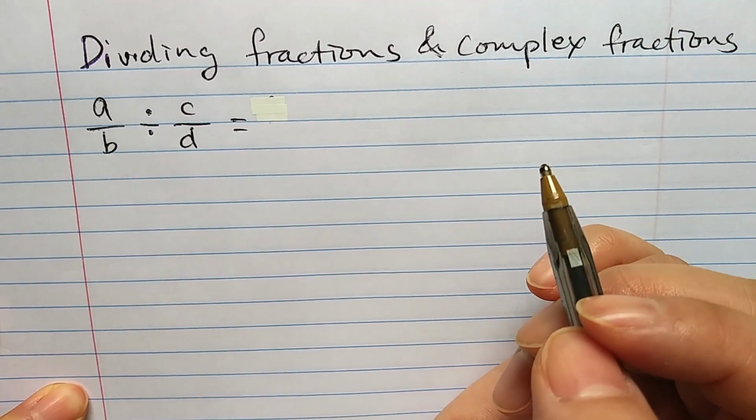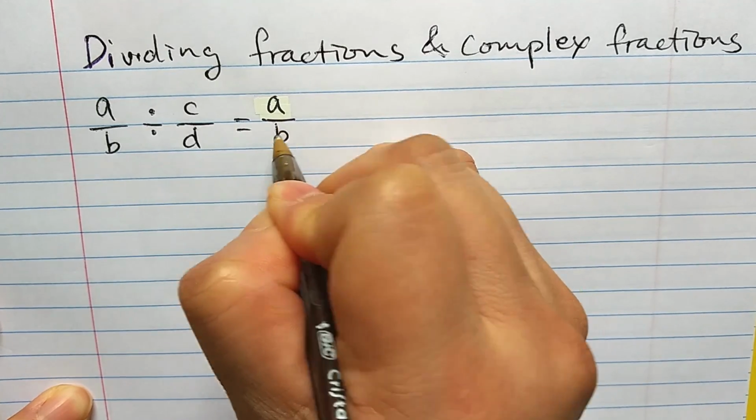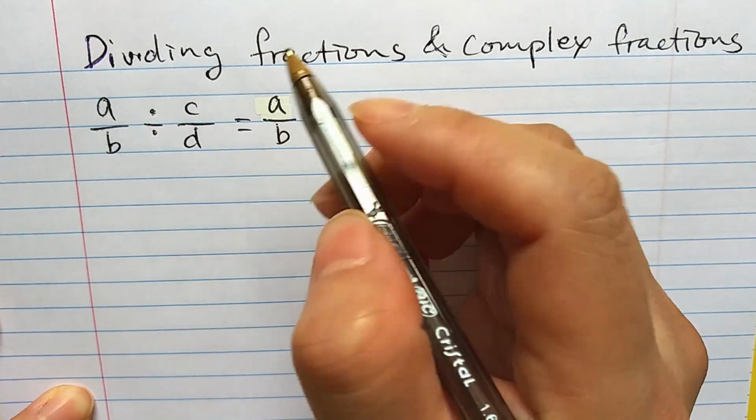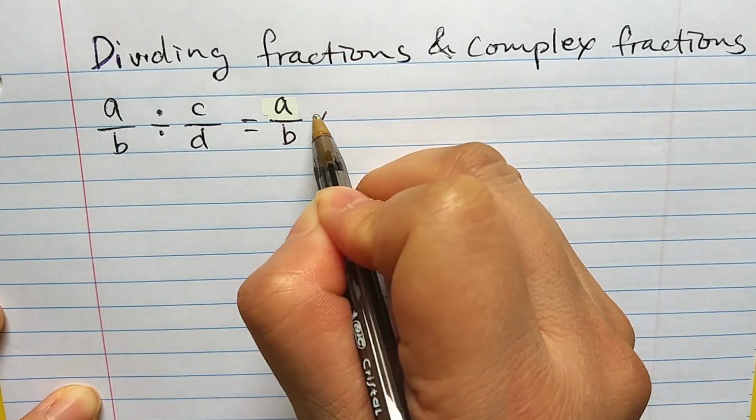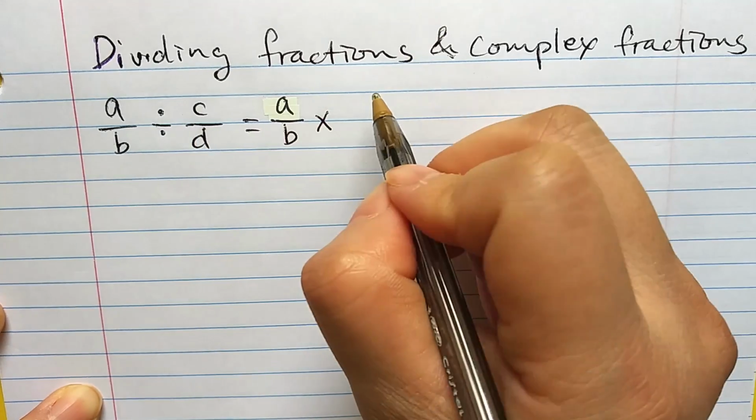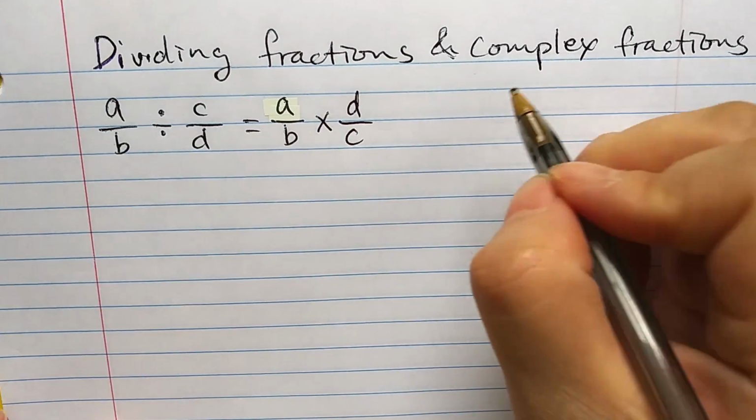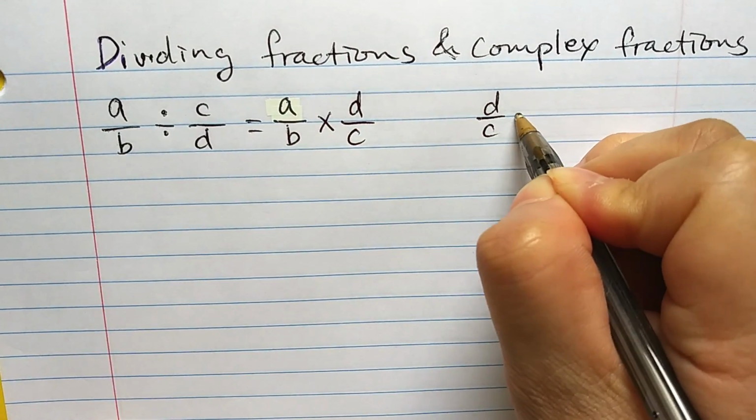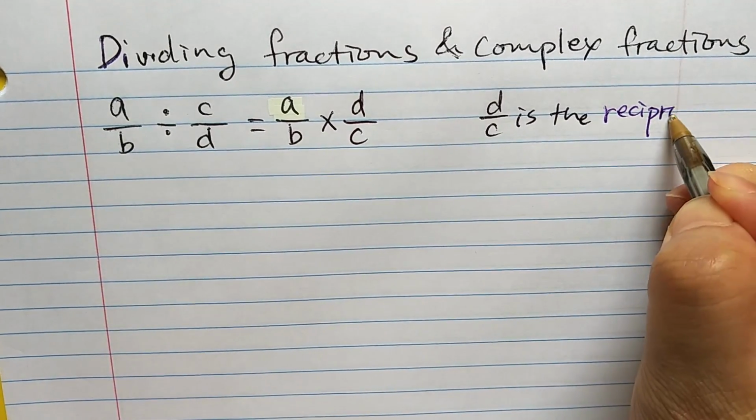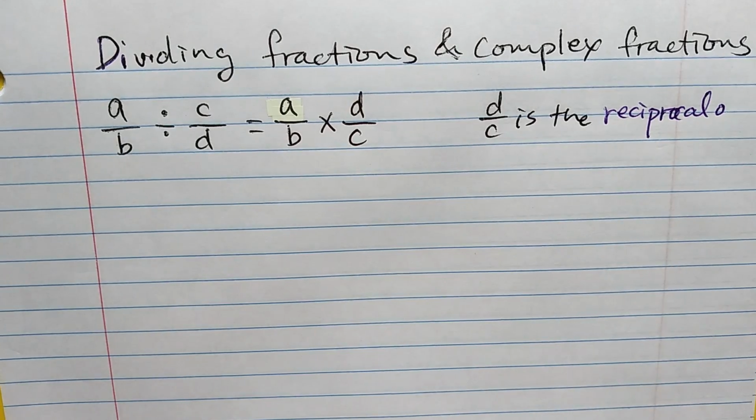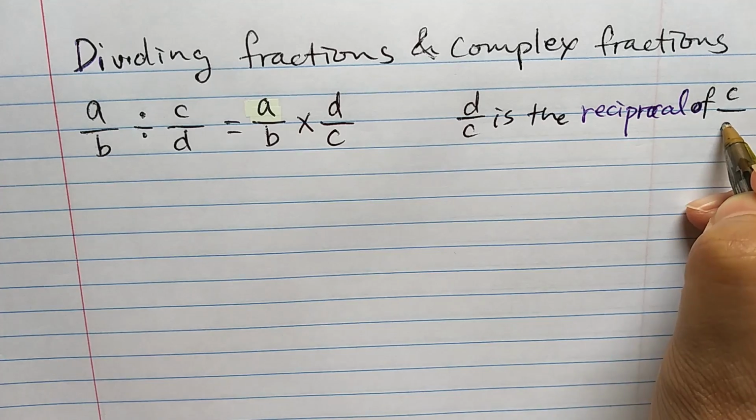Dividing a fraction is the same as multiplying by the flip of the number that you are dividing. So a over b divided by c over d is equal to a over b multiplied by the flip of this fraction, d over c. In this case, we call d over c the reciprocal of c over d.